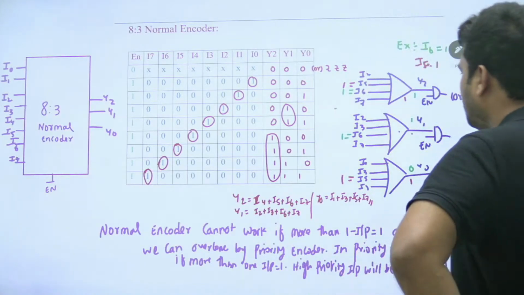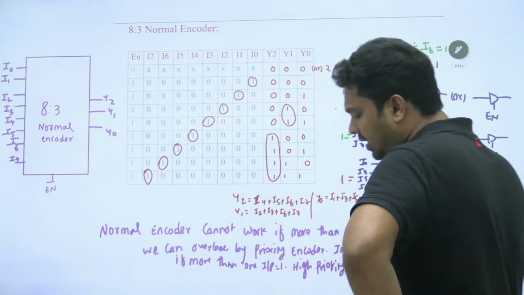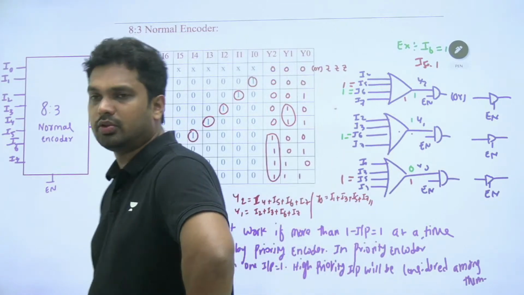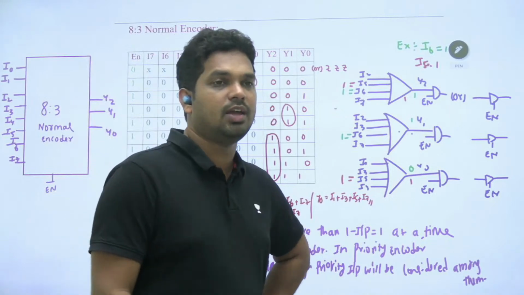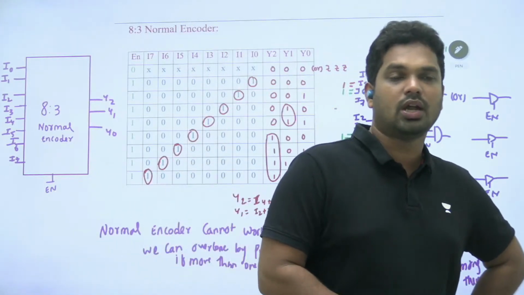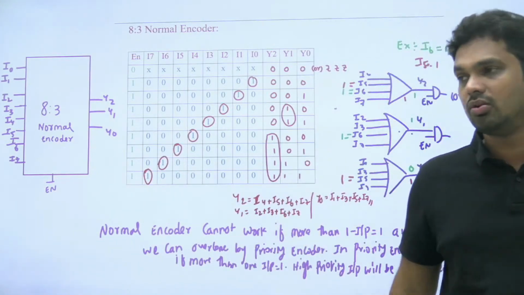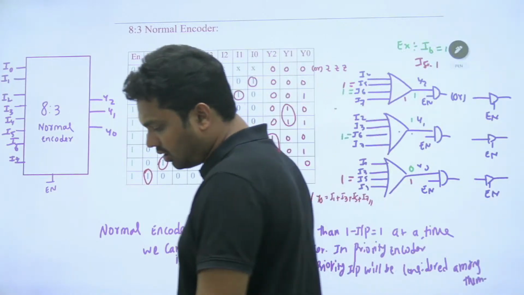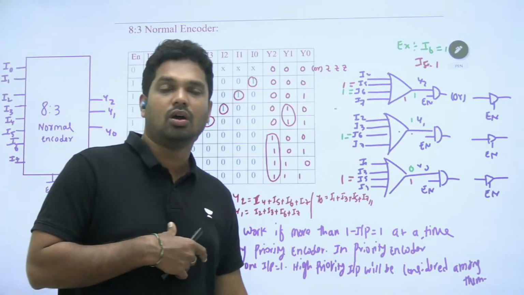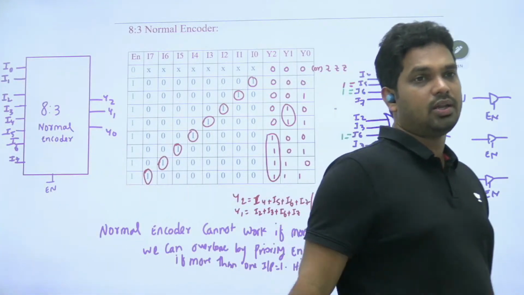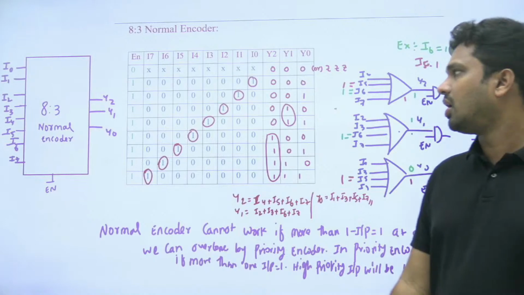So normal encoder में दिक्कत क्या? More than one input is equal to one at a time, it will not work properly. So if more than one input is equal to one at a time, it should consider the high priority input and give it in the output. That is done with the help of priority encoder. Priority encoder means more than one input is equal to one at a time, it will consider the high priority input and give it in the output. So let's have that priority encoder.